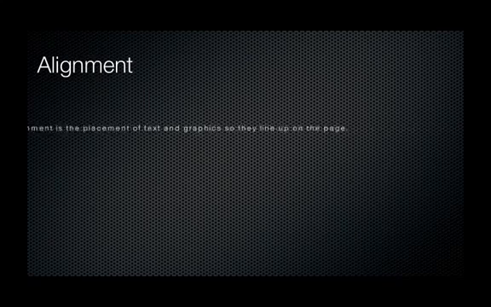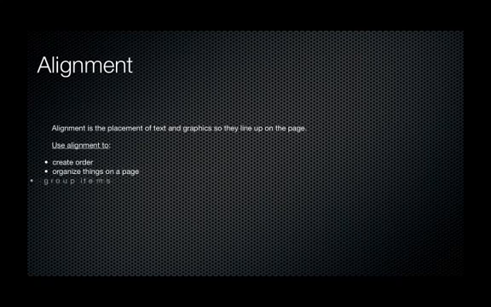The next principle we will look at is alignment. This one's pretty basic. Alignment is the placement of text and/or graphics so they line up on the page. We use alignment to create order, to organize things on a page, to group items, and to create visual connections. Right now, with my list here, 4 bullet points, because they are aligned together and grouped together, we look at that and visually know that they are connected.